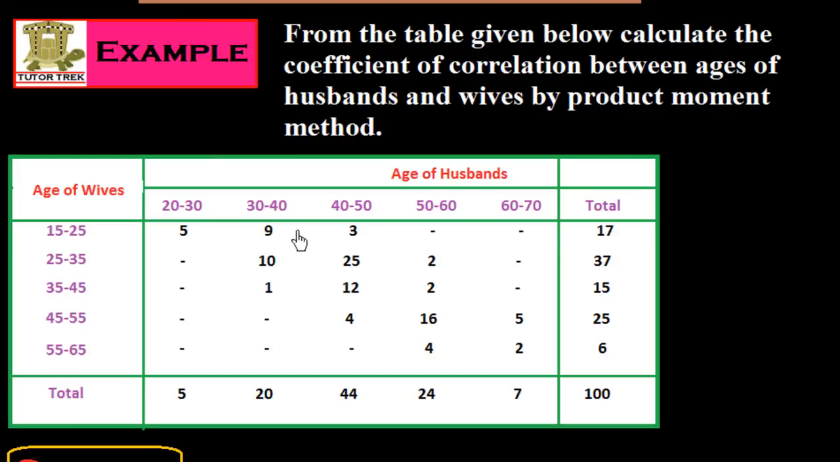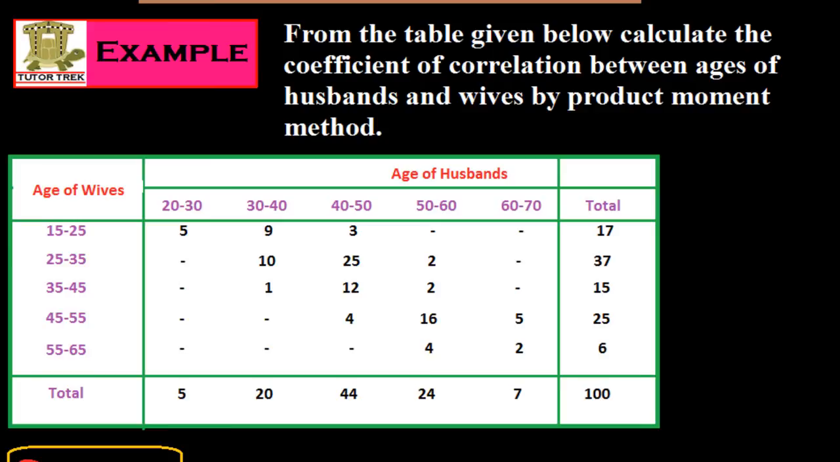They have given all the frequencies here, and the summation of these frequencies is on the right side in the total column, and the summation of frequencies of husbands is given at the bottom. The summation of both totals is equal to 100. So we have 100 families in which we studied the age of husbands and wives. Now we have to find the correlation between their ages.